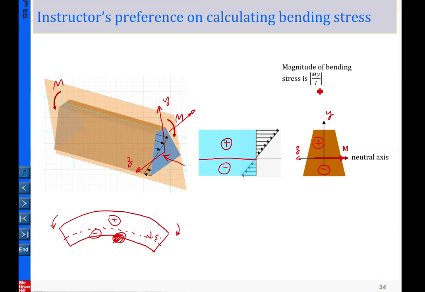And again, back to the magnitude. The magnitude simply is calculated by My over I. So if you want to determine the bending stress here, you simply measure the distance, and that gives you the y, and you put it into here. M is the magnitude given by the problem statement. I again is the moment of inertia with respect to the neutral axis. Okay, so that is the preferred method I suggest to you.